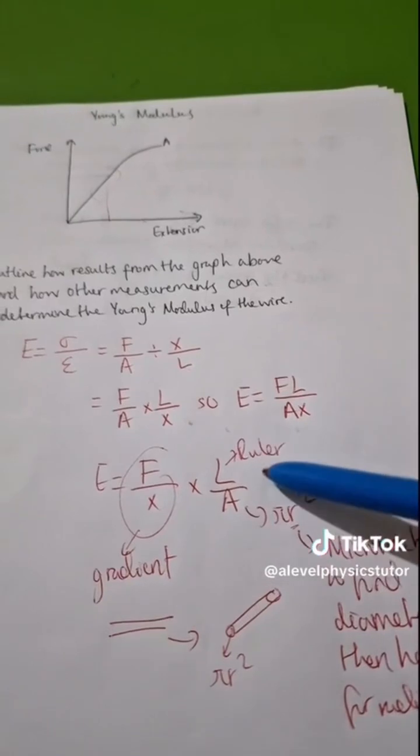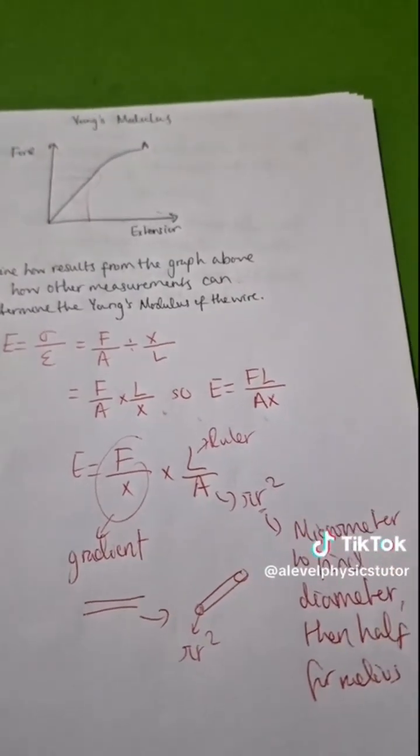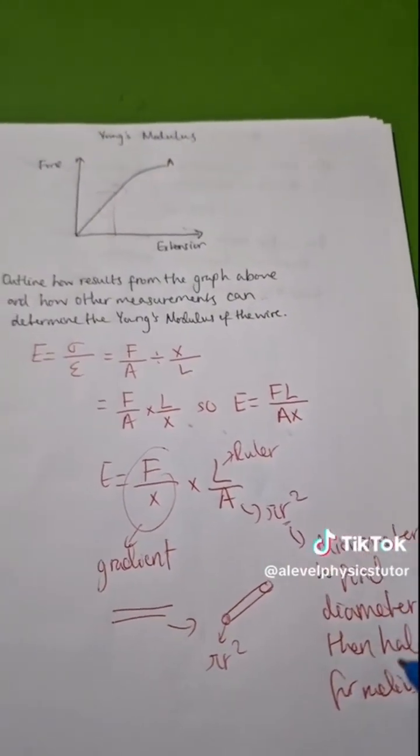A ruler doesn't have a high enough resolution to measure small distances, so we've used a micrometer to find the diameter and half it to get the radius.